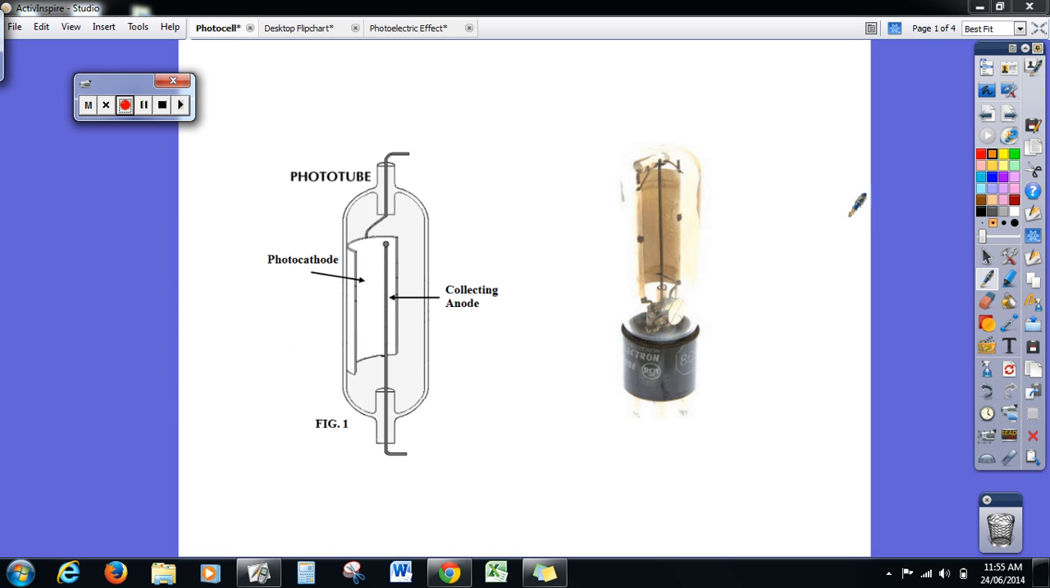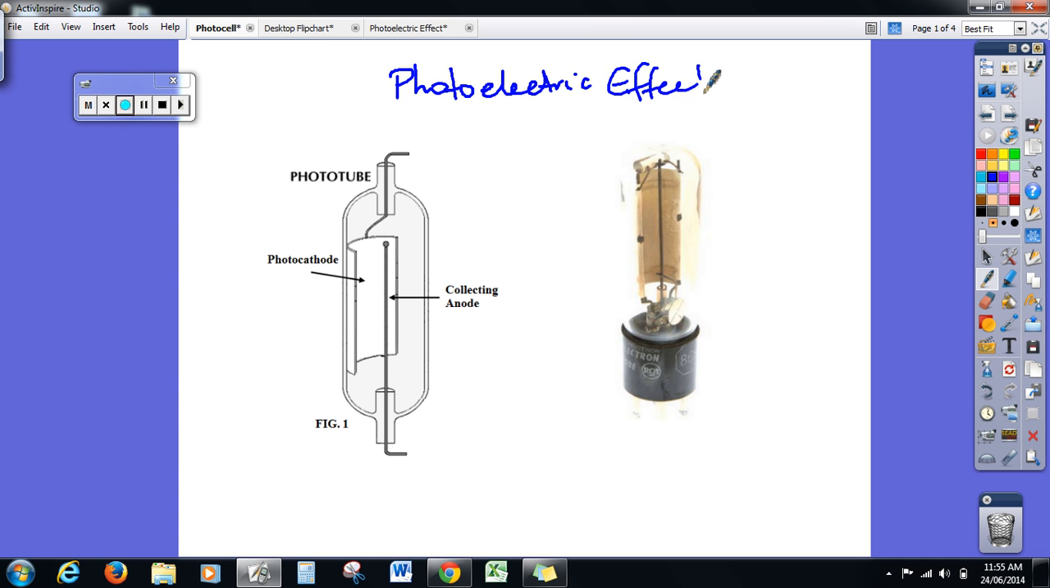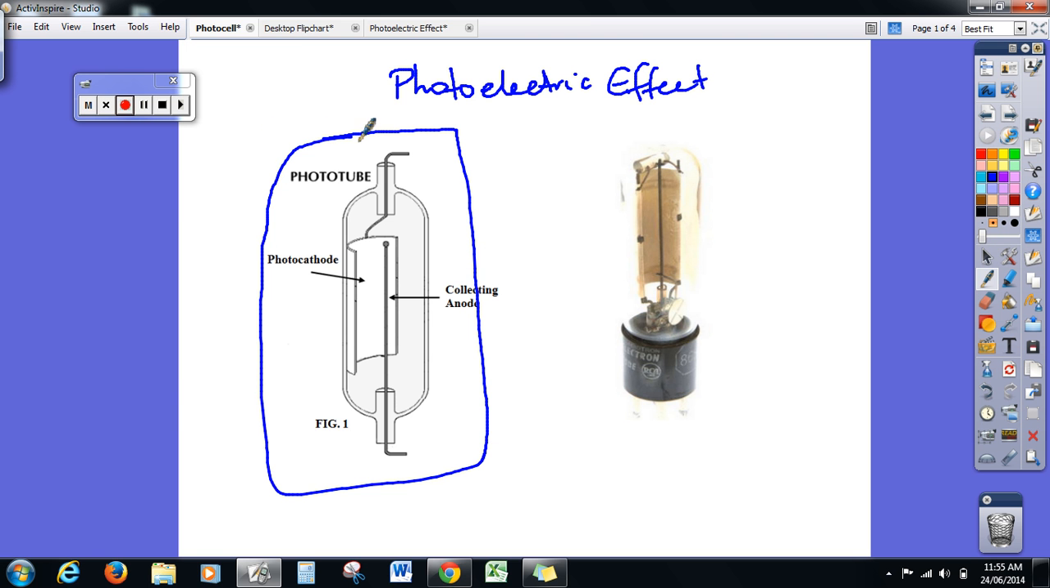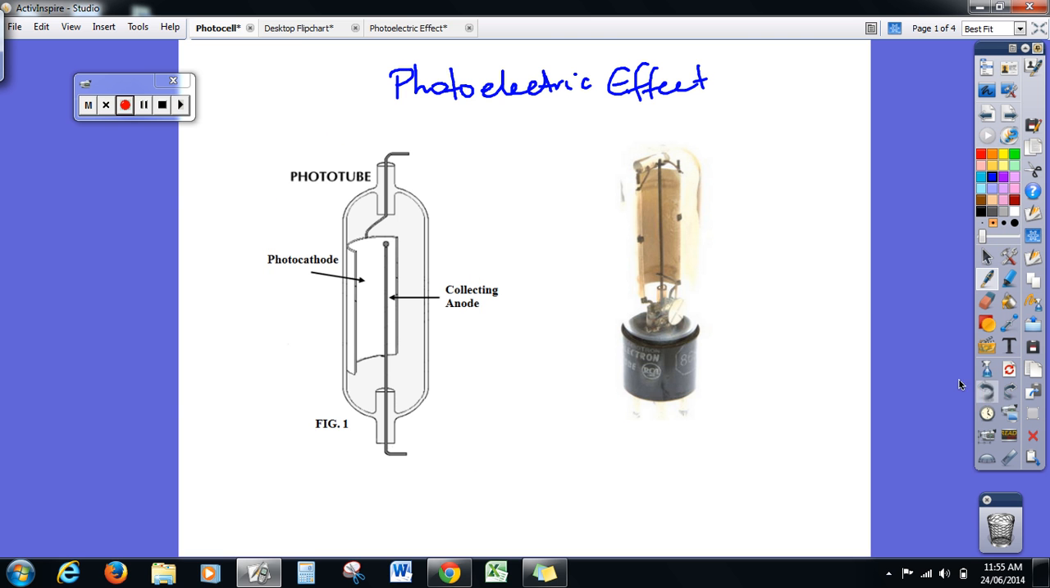We now move to the phototube. Now the phototube is a practical application of the photoelectric effect. So the photoelectric effect is the liberation of electrons from a surface when light falls on it. Over here we have a stylistic version of the phototube, which shows a large circular or semicircular cathode, and in front of it a collecting anode, which is just like a pin.